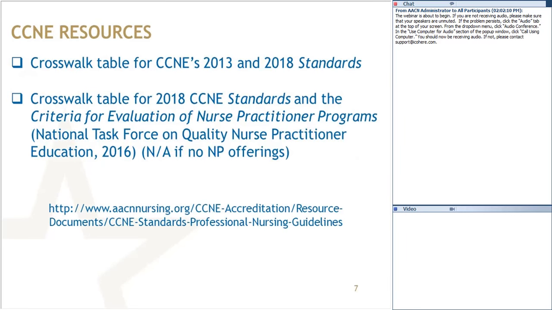Okay, so what can you look for now that might help you as you make the transition from the 2013 standards to the 2018 standards? Well, first, we've developed a crosswalk table that shows exactly where the differences are between the two sets of standards, and that is available on the CCNE website. And if you are a chief nurse administrator or a CCNE on-site evaluator, you can also find that document in the CCNE online community. And that's actually true of all the documents that we'll be talking about today. We also developed a crosswalk table for the 2018 standards to the 2016 criteria for evaluation of nurse practitioner programs. This is only relevant if your institution prepares individuals as nurse practitioners.